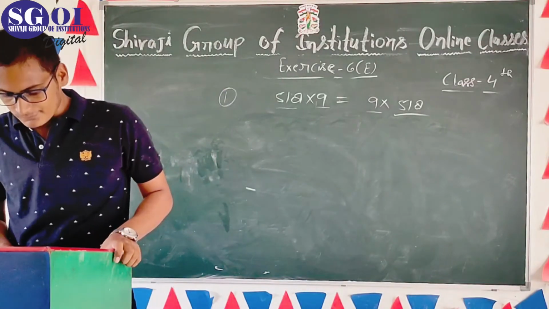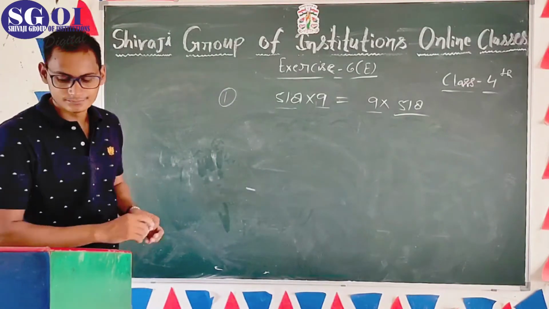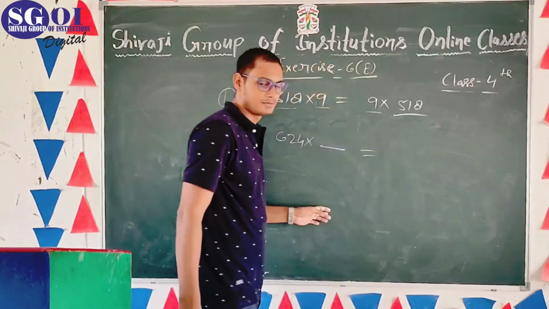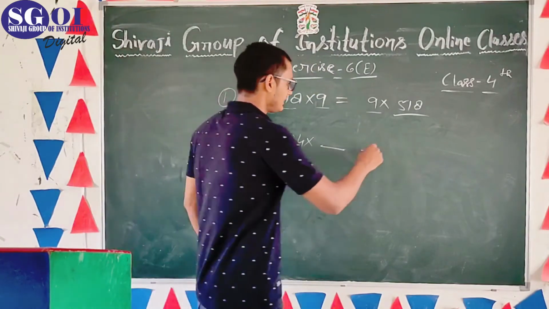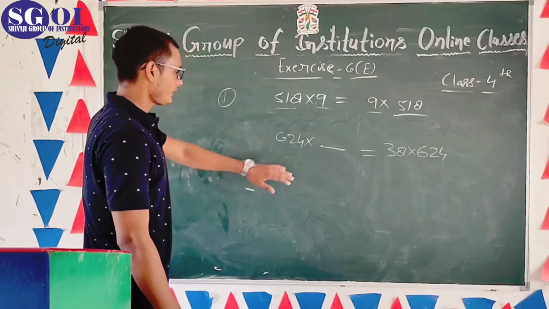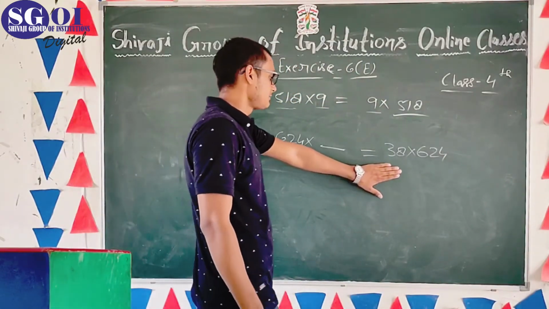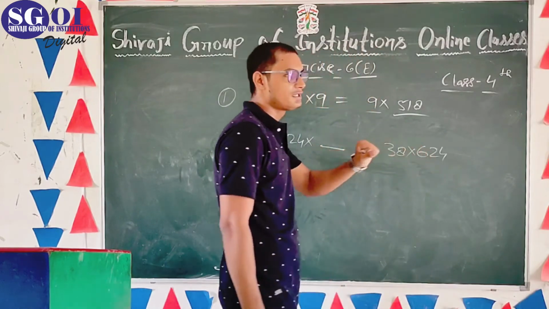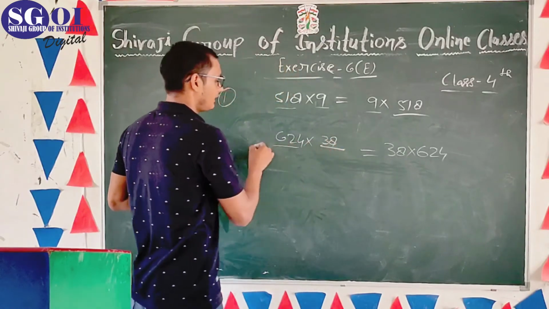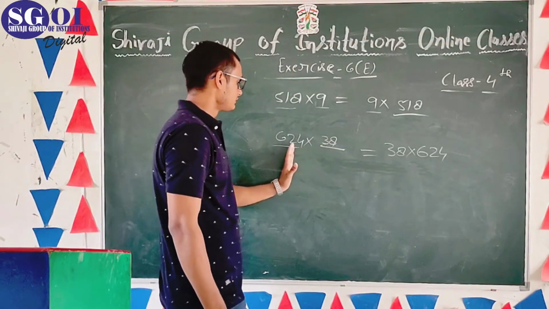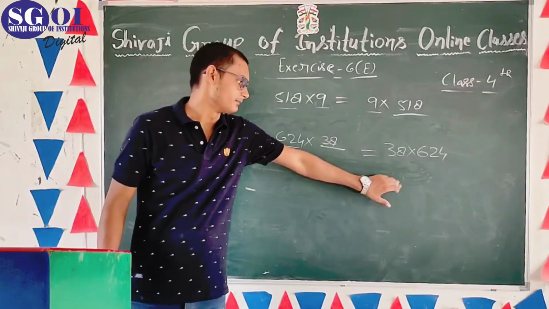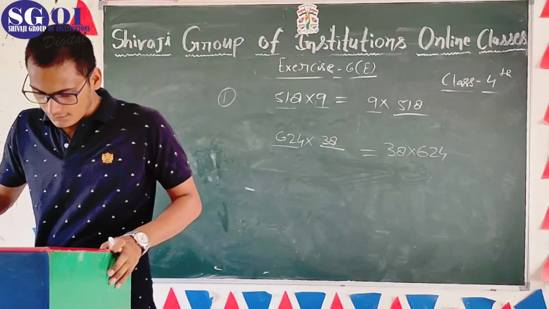Next one is question number 2, the same question. 624 multiplied by blank is equal to 38 multiplied by 624. The same question: if the order changes, the product doesn't change. The product is the same. Okay.